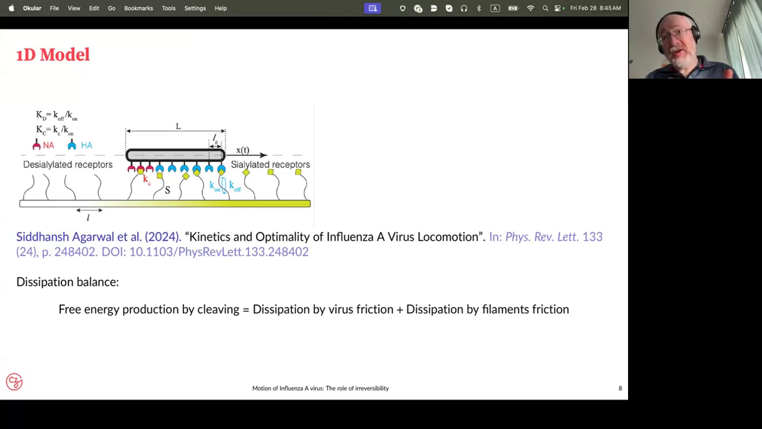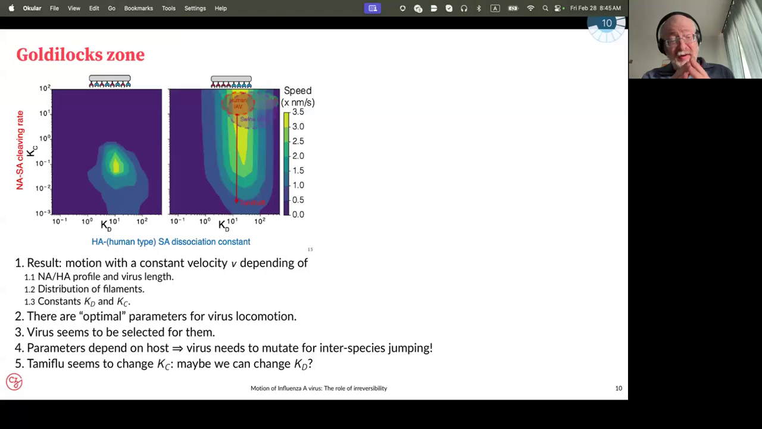So basically in this model, the virus just moves with a constant velocity, which depends on the cleaving constant, and on the burning constant, and of course on the friction. Okay, here are the results. This is the result for the virus where cleaving and burning sites are mixed. So basically this is a symmetric virus.